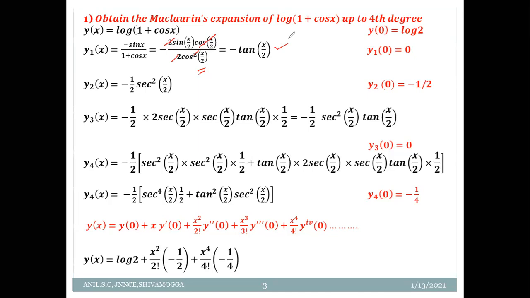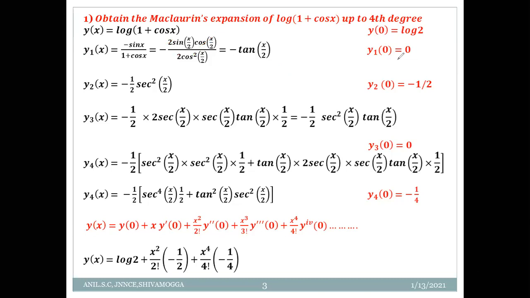It is simplified. And this derivative is required at x is equal to 0. All derivatives are required at x is equal to 0. Put x is equal to 0. When x is equal to 0, this will be y1 of 0, which is equal to tan 0. What is the value of tan 0? Zero. Yes. Sin 0 is 0, cos 0 is 1, and tan 0 is 0. And 0 into anything is 0. Therefore, y1 of 0 is 0.